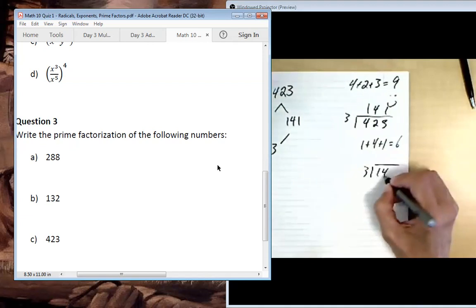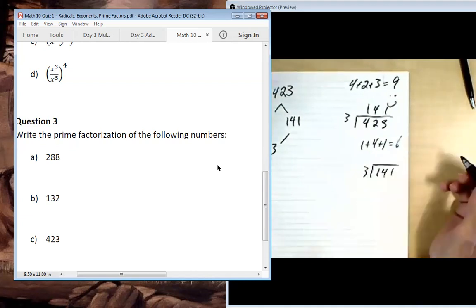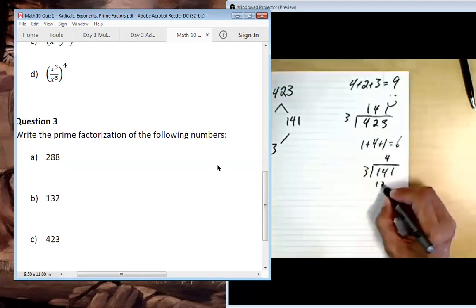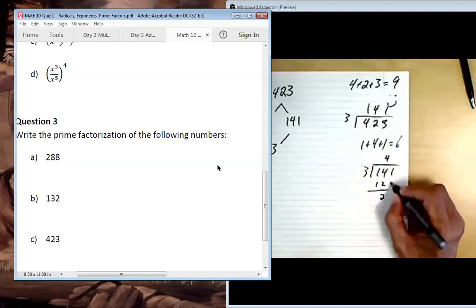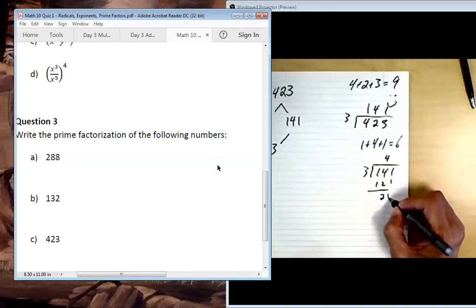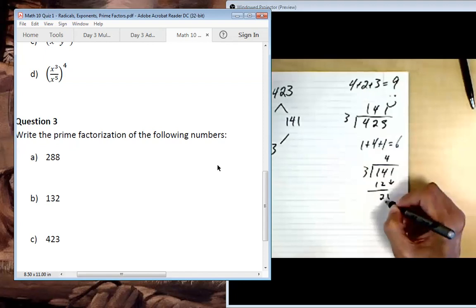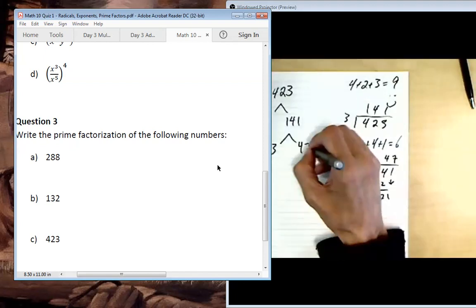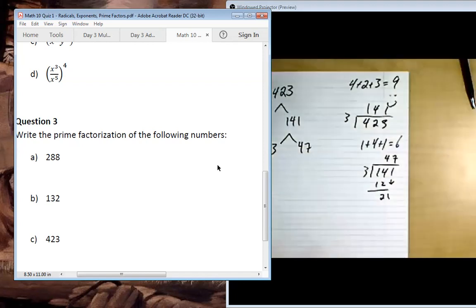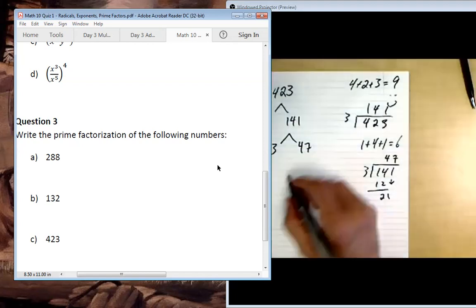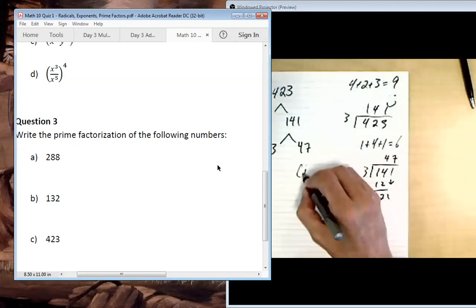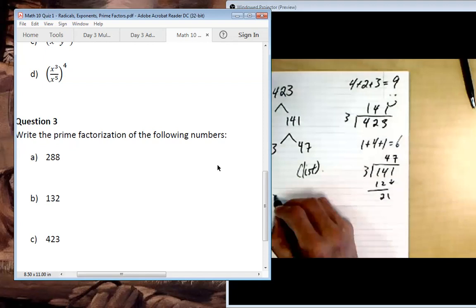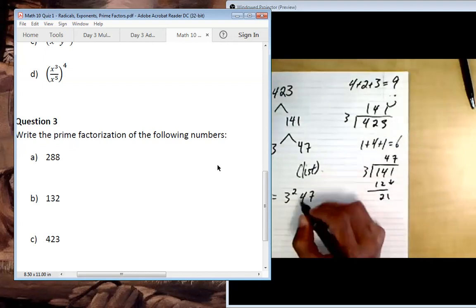47. I don't know. Yeah, 4 for sure. That makes the 12 come down to, yeah, nice. That's an arrow for coming down. Creates the 1, 7. That's good. Okay, so going from the list, I'm going to trust you. 47's prime. Final answer, 3 squared, 47.